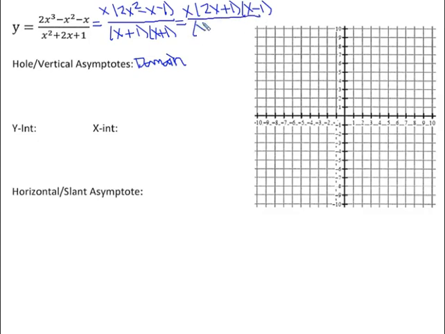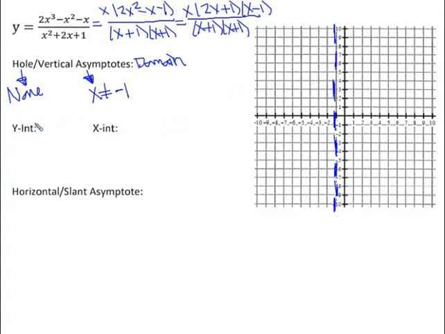But if we take a look at our overall factors right now, it doesn't look like anything's going to cancel out. So we don't have any holes, so we could write none. But we should check for vertical asymptotes. In our denominator, what values for x will not work? Clearly that is -1. So let's go right ahead and just plot that right now. We have a vertical asymptote at -1. We can draw that on our graph.